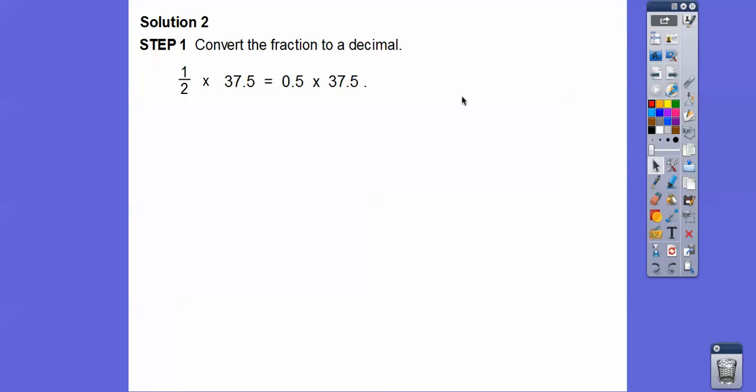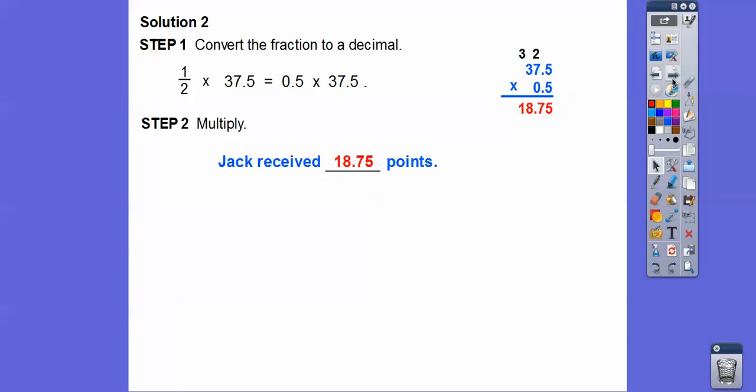All right, so here's another way right here. We can convert the fraction 1/2 into a decimal, 0.5, and then multiply that. So just go ahead and multiply those decimals right there, okay? So when we multiply, we get 5 times 5 is 25. There's a 5, carry the 2. 5 times 7 is 35, plus this 2 right here is 37, so carry the 3, and then 5 times 3 is 15, plus 3 is 18. 1 decimal, 2 decimals, so that means move the decimal over 2 places right there. Okay, so Jack received 18.75 points, and that's the same as 18 and 3/4 points. 3/4 is the same as 0.75 right there.